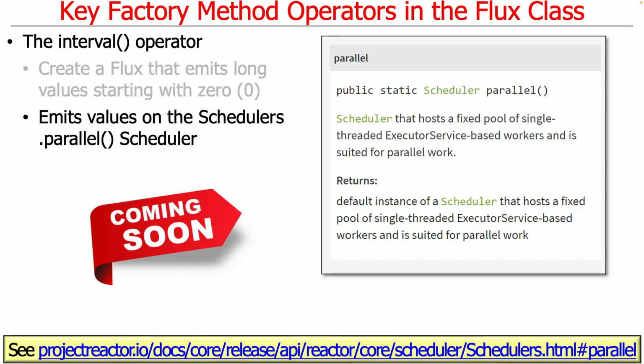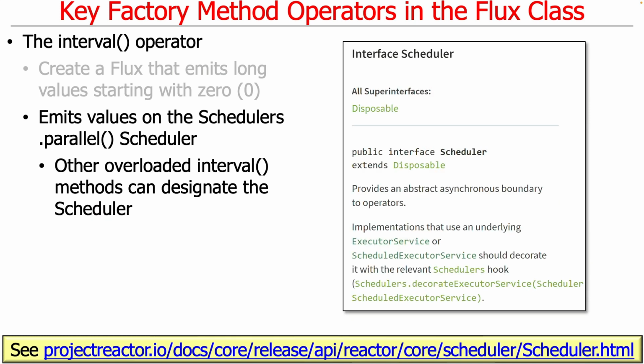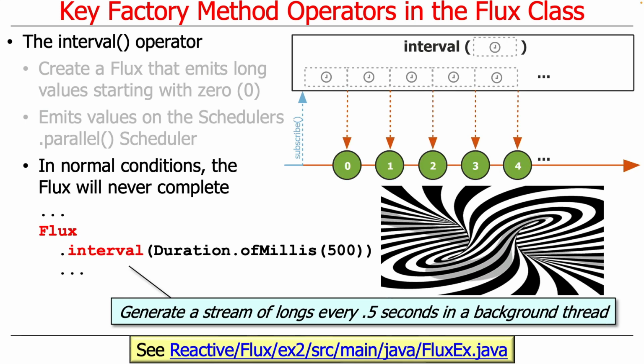It uses the scheduler's parallel scheduler. We haven't really talked about that yet, but it's just another scheduler. It's kind of like new parallel that we talked about before. The difference being that parallel is baked into the daemon thread mechanisms that are part of Java. And so you don't have to explicitly shut them down the way you do new parallel. There are other overloaded interval methods that can designate what scheduler you want to use. It uses the scheduler's parallel scheduler by default, but you can override it if you want.